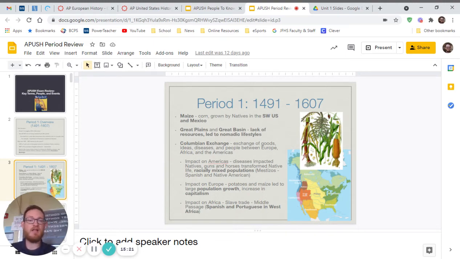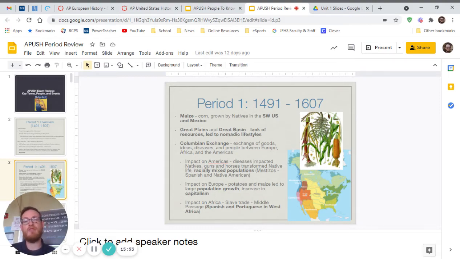Now, next up, the Columbian Exchange. Again, this should be a familiar term for you from World History 2, or if you took AP European History. And simply put, that is the exchange of goods, ideas, diseases, and people between Europe, Africa, and the Americas. Again, just think of that triangular trade. That's kind of what the Columbian Exchange is. Generally, when they show the Columbian Exchange, they just show one arrow going back and forth that represents both of the things, Europe and Africa coming over to the Americas, and vice versa.